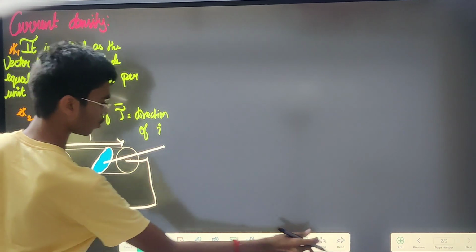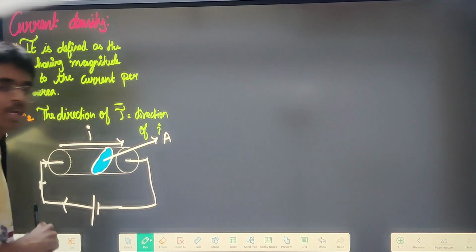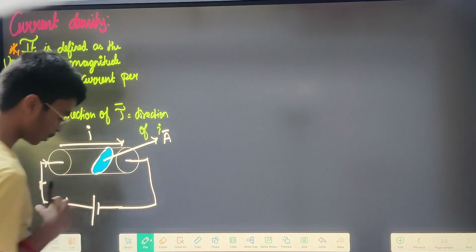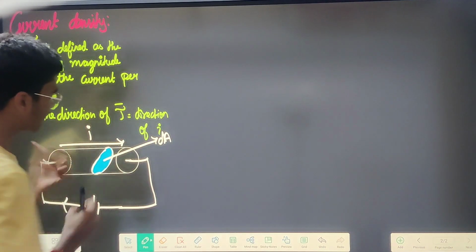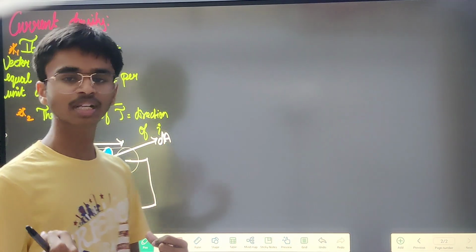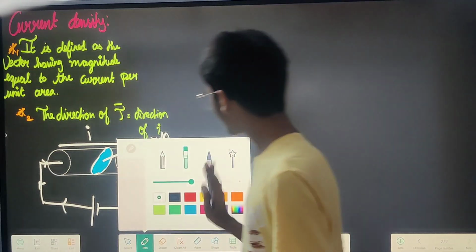It should be a little bit more slanting. Okay, so this is how the area vector is going to be. So let me put B. Since this is just a cross-sectional area, we are going to put here dA. Okay, perfect.